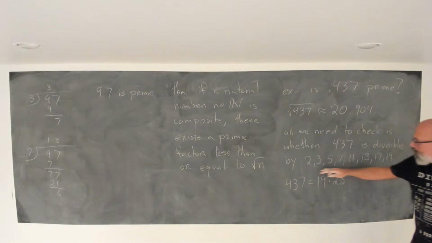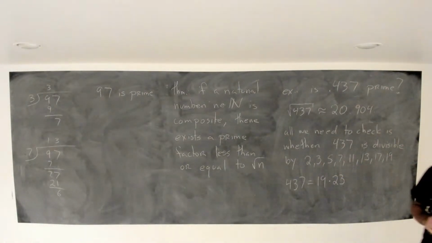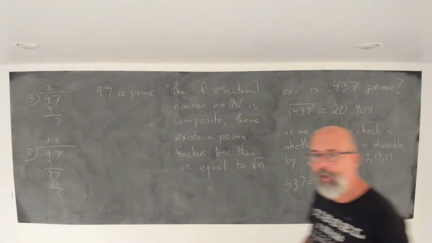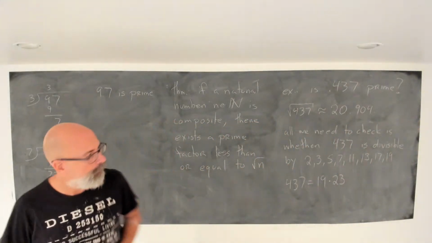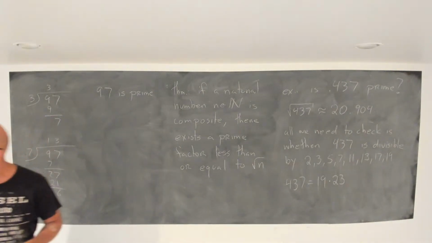But really all you had to do was verify whether these were a factor or not. If one of them is a factor, we're good. If it isn't, then 437 would have been prime.